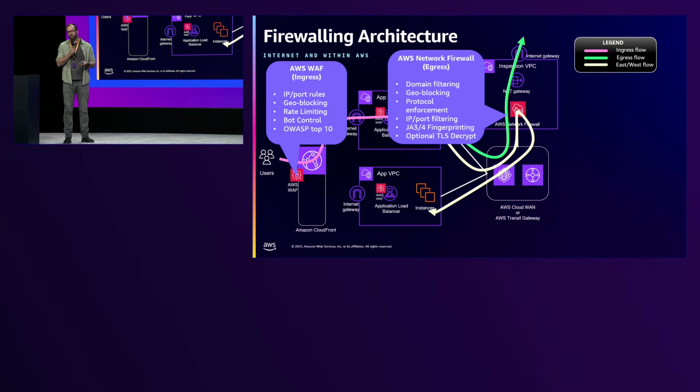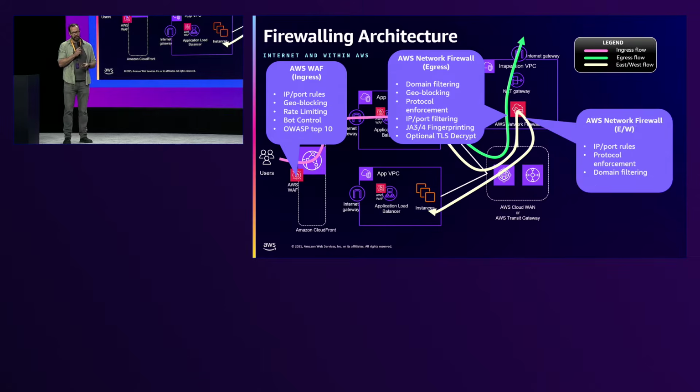So this is super relevant if you don't plan to decrypt traffic. You can actually fingerprint the client and the destination and make sure that you're allowing traffic to the legitimate destinations, even if the traffic is encrypted. And then finally, optionally, you can do TLS decryption if that's something that you need to do. So network firewall supports that.